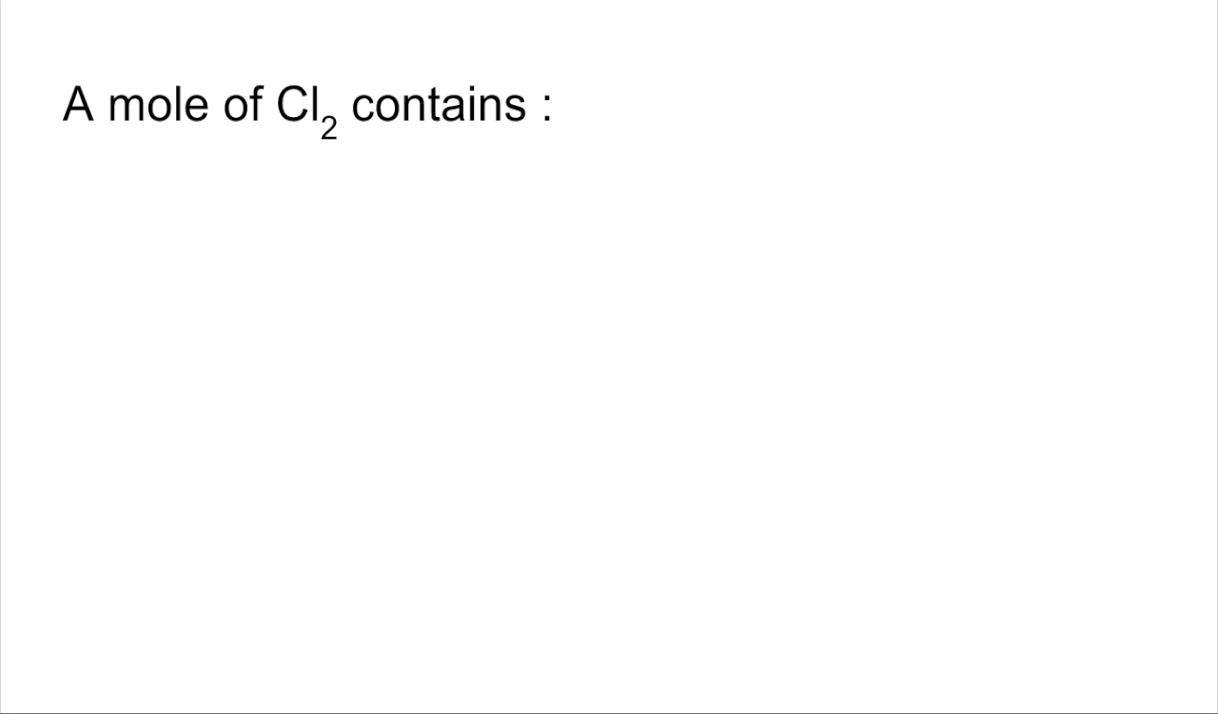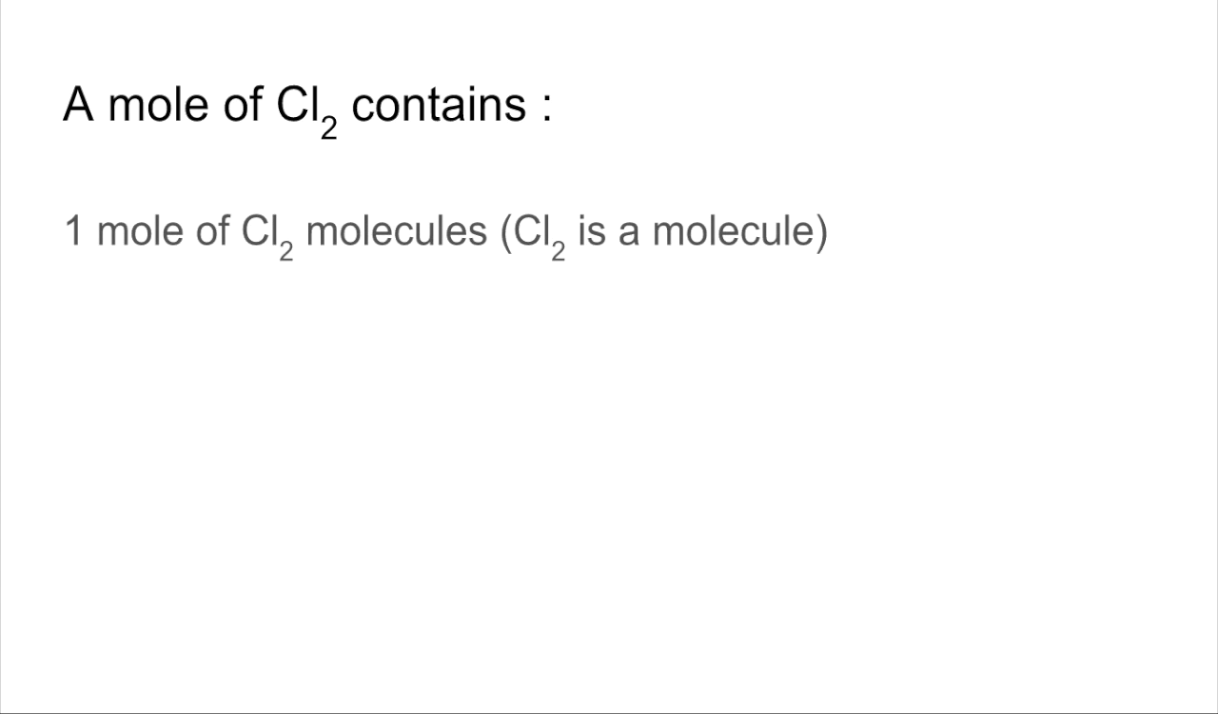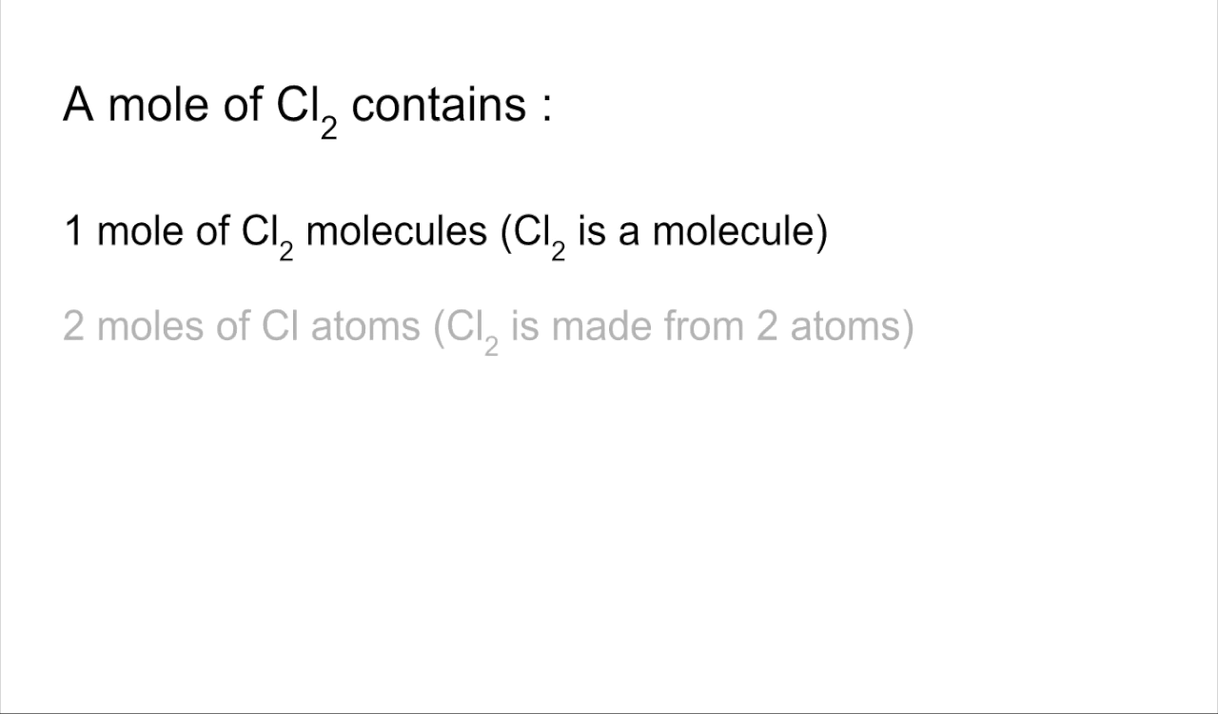So if you've got a mole of chlorine, Cl2, you've actually got a mole of chlorine molecules, because chlorine is a molecule. If you're talking about atoms, you've actually got two moles of atoms, because chlorine, Cl2, is made from two atoms. It's a diatomic molecule.